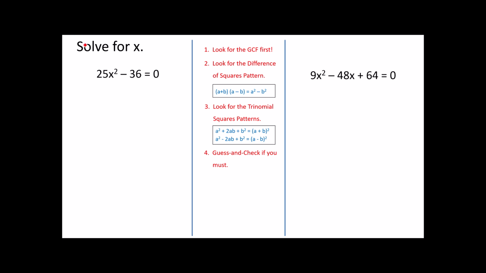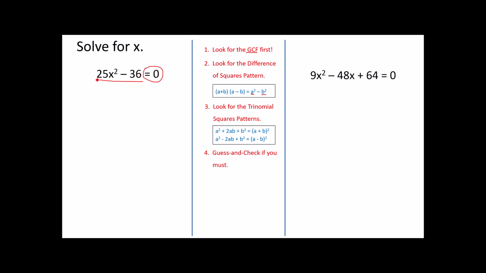So when I look at this problem over here on the left and it says solve for x, I'm going to notice that this is not in factored form. So I'm going to ignore the equals 0 for a second. I'm just going to go through my process. Is there a GCF? There is not a GCF in this problem. Is it a difference of squares pattern, or is it a perfect square minus a perfect square?